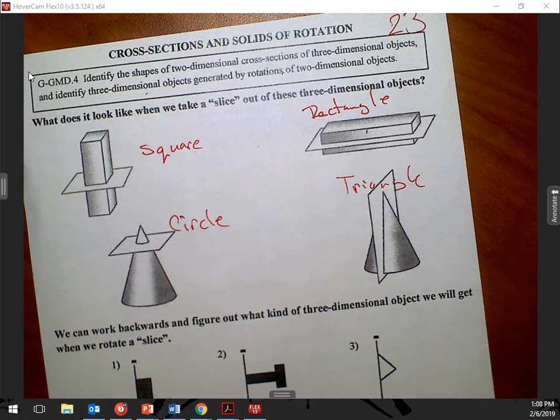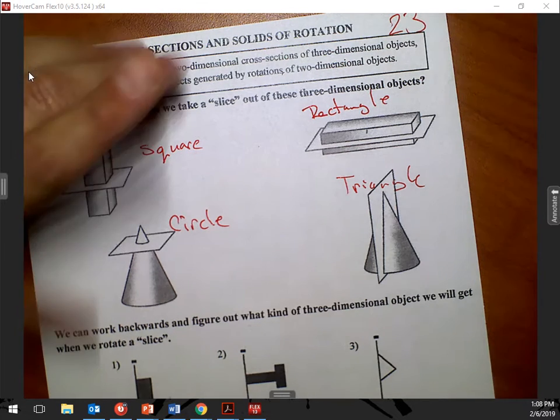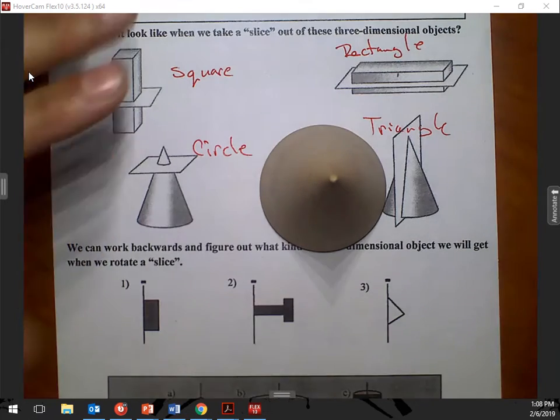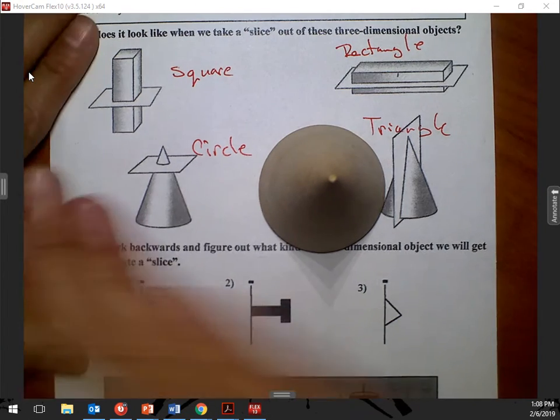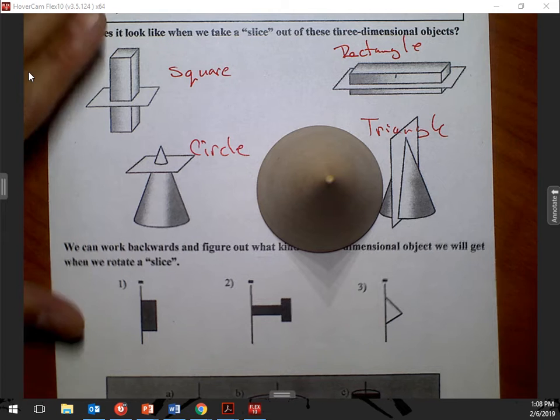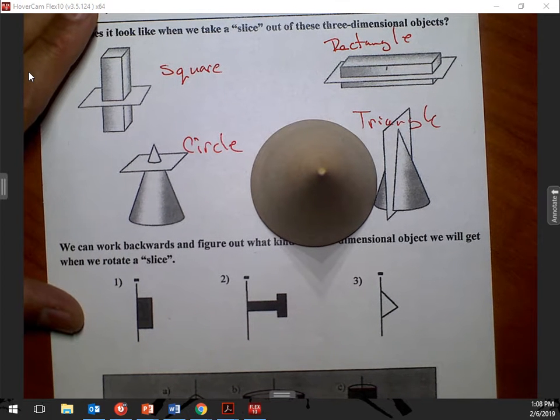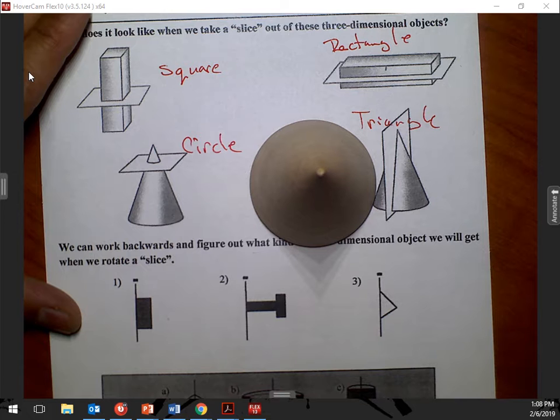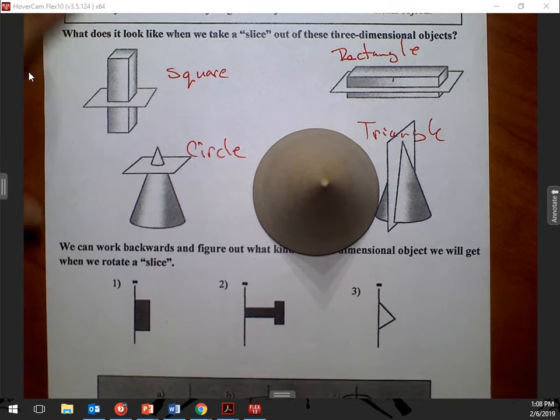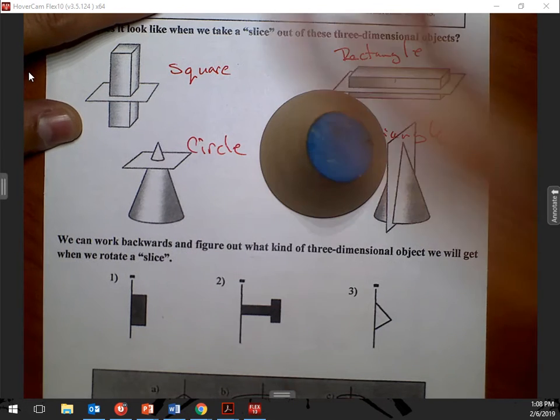Now, you guys ready? So I'm gonna take this one, but now I'm not gonna slice it parallel. I'm gonna slice it at a diagonal. You ready? I'm gonna slice this at a diagonal. You guys ready for this? Okay, so you ready? Okay, watch. So my karate chop. Watch.